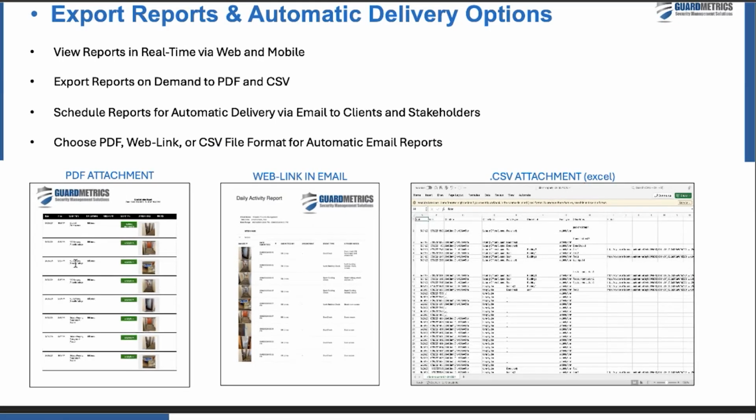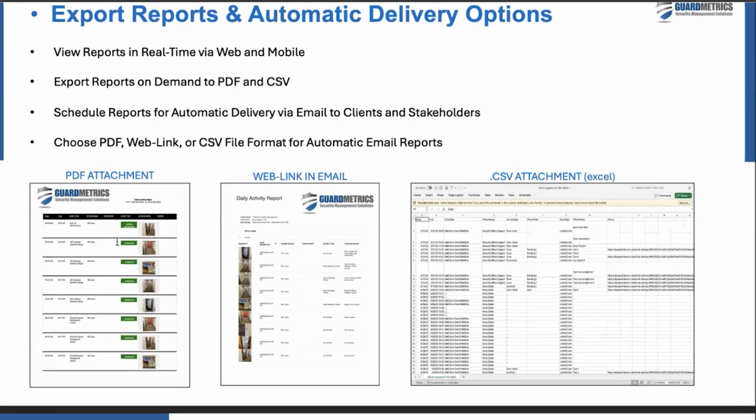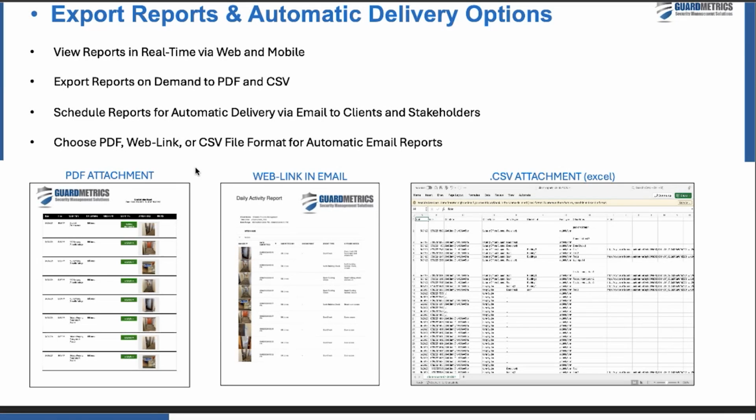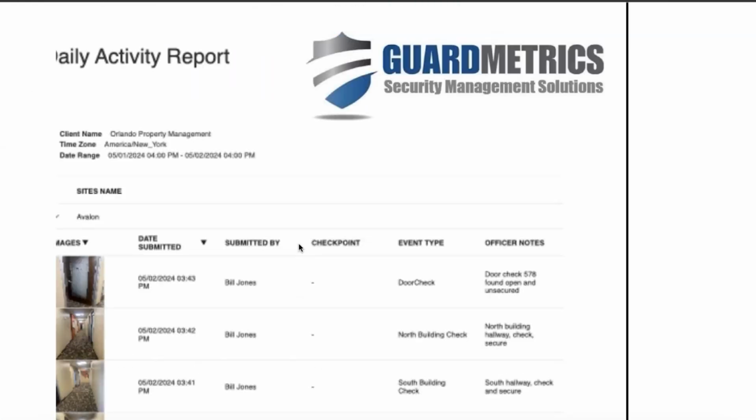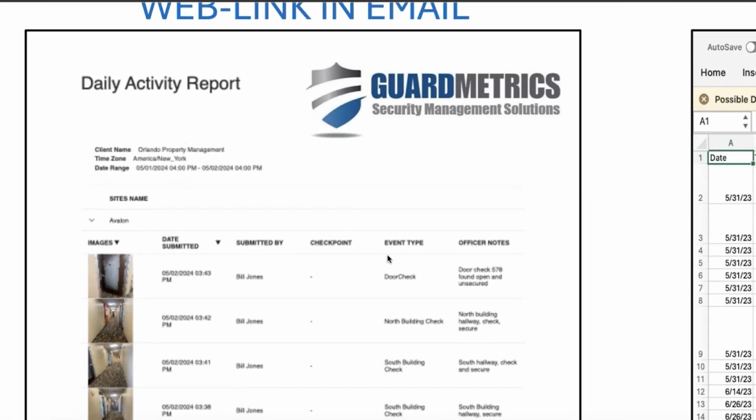So you can have a PDF attachment to an email. If for some reason a stakeholder doesn't want to get a PDF, you can just give them a web link. So they get an email, it's got a link in the body, they click on the link, and they get the same report. It's just formatted a little bit differently. Same column headers though. You just have pictures on the left instead of the right.